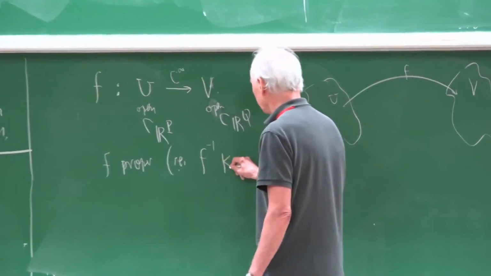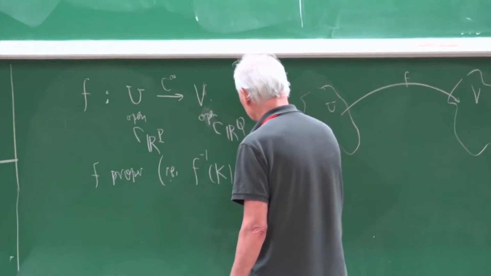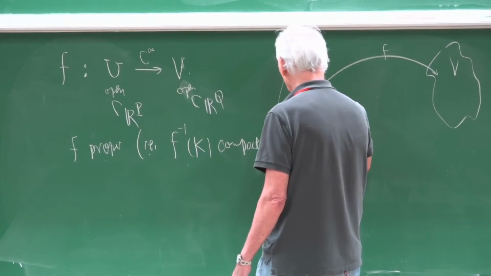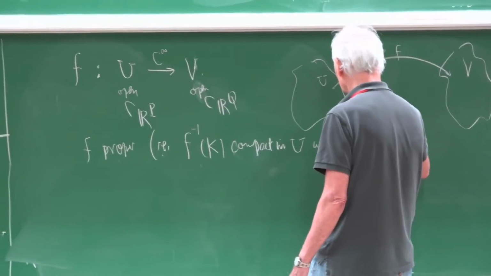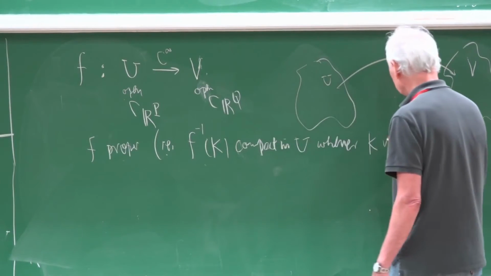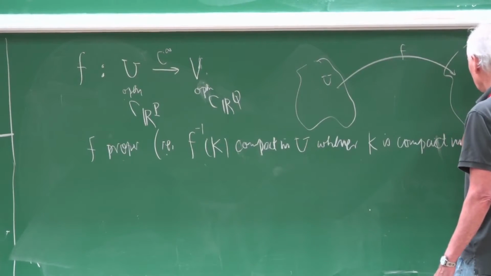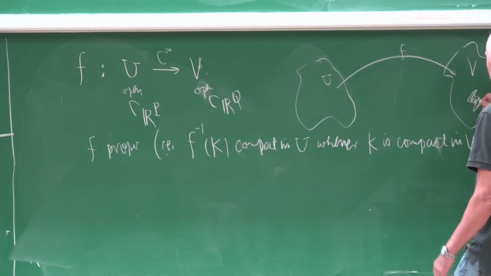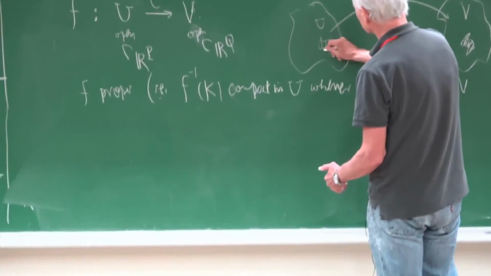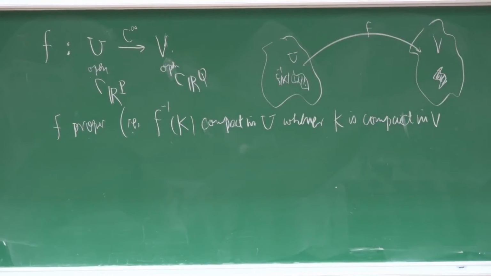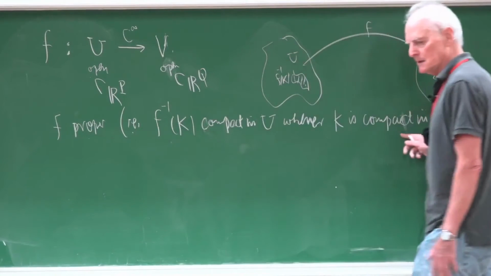So as we discussed, F to the minus 1 of K is compact in U whenever K is compact in V. So whenever you take a compact set over here and you get the pre-image, that's a compact subset of U. You'll see there's one of the problems for this week. It gives you an alternative, much more intuitive way to look at what this means.